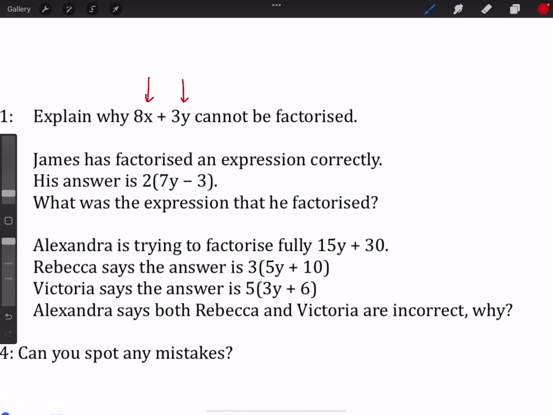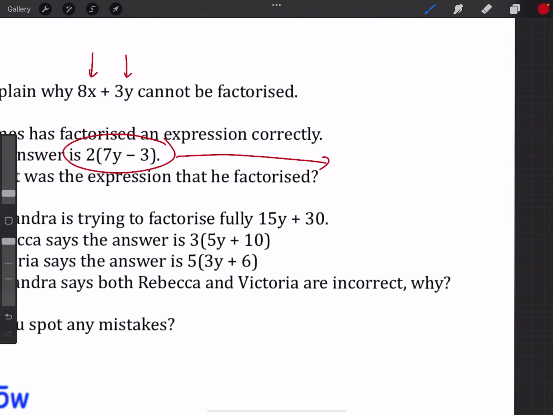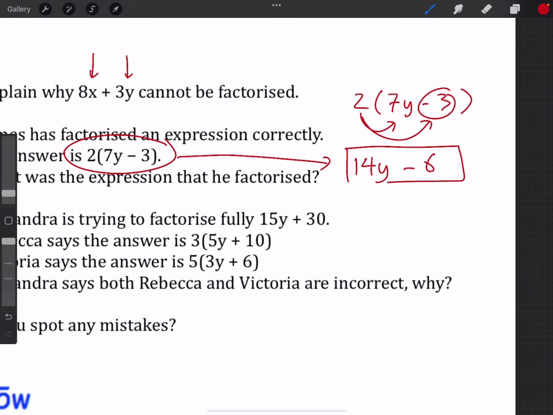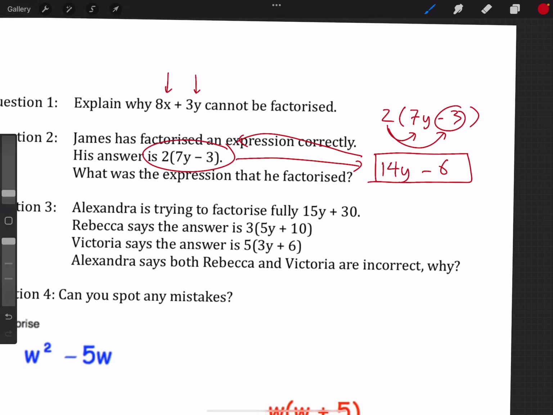Question 2. James has factorized an expression correctly. His answer is 2 bracket 7y minus 3 close bracket. What was the expression he factorized? So you want to get the expression back: expand this, and you get the expression back. So 2 times (7y minus 3), expand it: 2 times 7y is 14y, and 2 times minus 3 is minus 6. So the expression he started with was 14y minus 6, and then he factorized it into that.